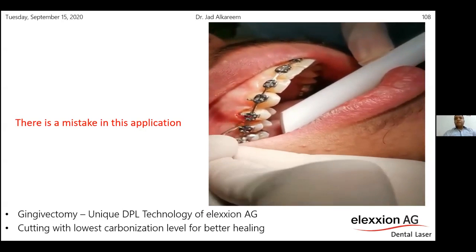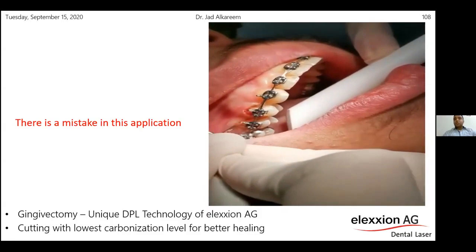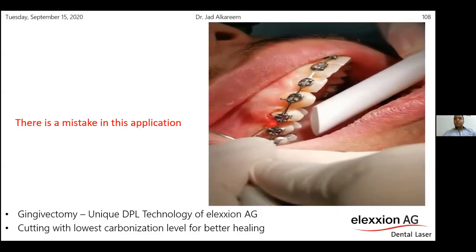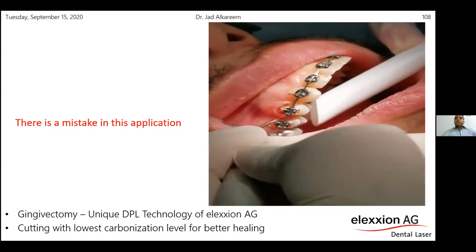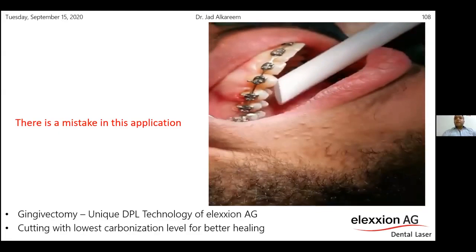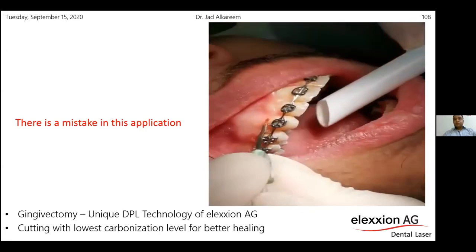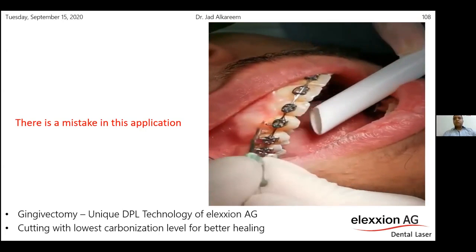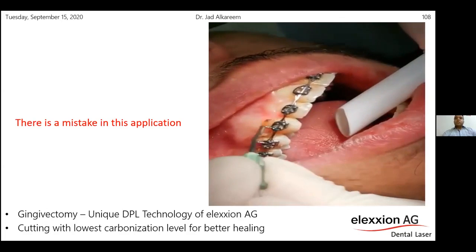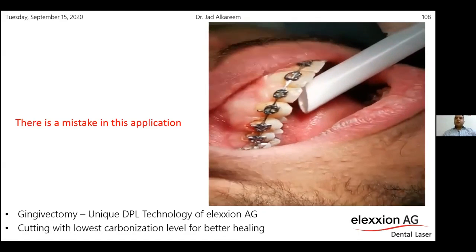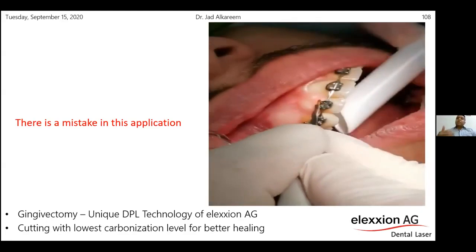So you will have a high risk of burning the tissue with this kind of movement. The best way is to move parallel to the tissue, not perpendicular onto the tissue. I'm just showing you this video to show that it is not advised to be 90 degrees onto the tissue, but you have to be parallel with the gingiva.